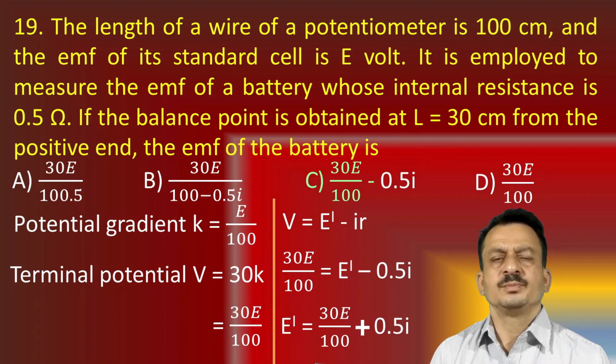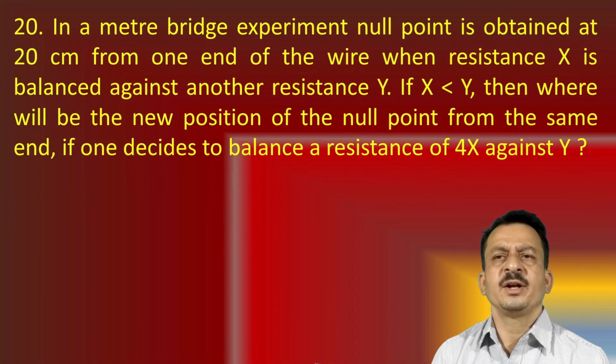Move on to the next problem. In a meter bridge experiment, the null point is obtained at 20 cm from one end of the wire when resistance X is balanced against another resistance Y.